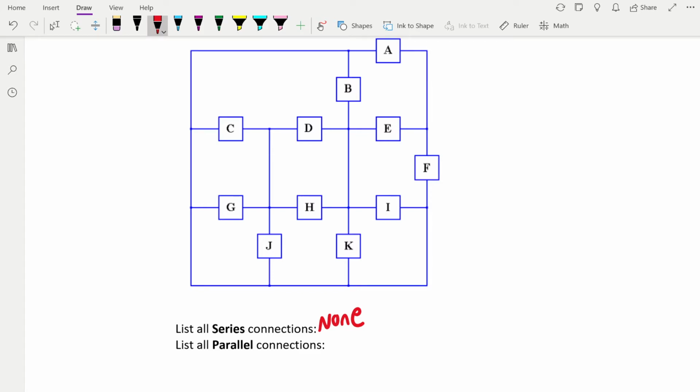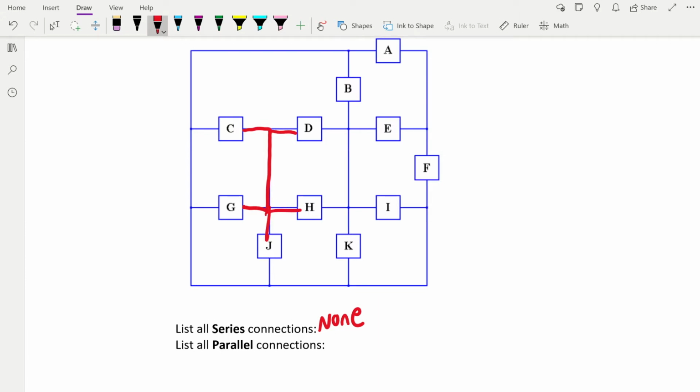Now let's do the parallel connections. This is tricky because it's very grid-like, so it might seem like a lot of them can reach each other, but remember, for a parallel connection, they need to reach each other two different ways without crossing another element. So I noticed that C and G can reach each other this way. And they can also reach D and H.